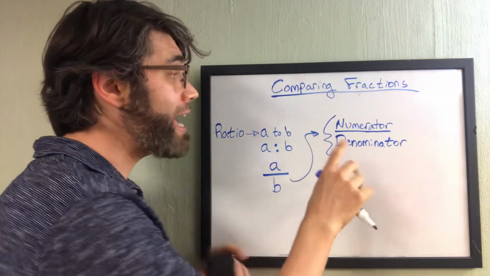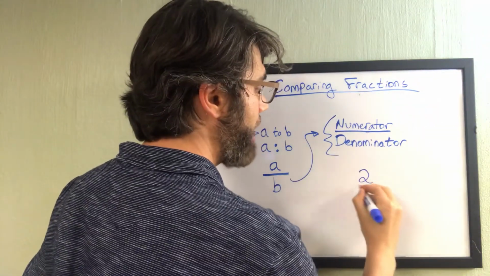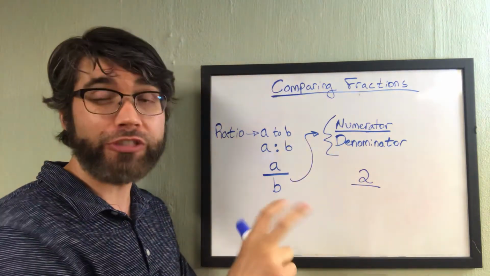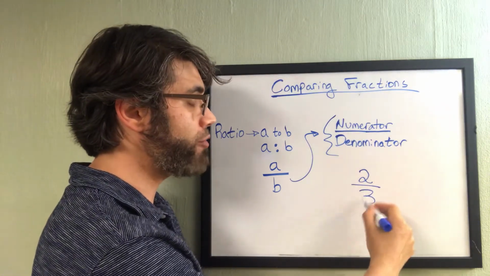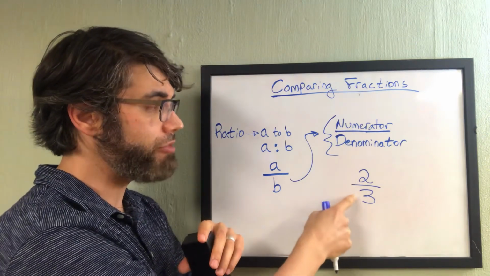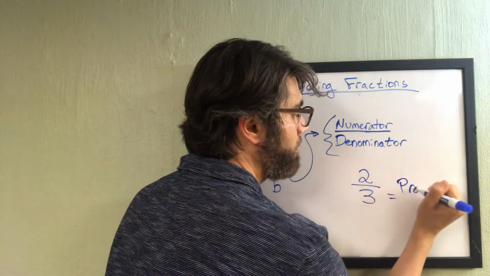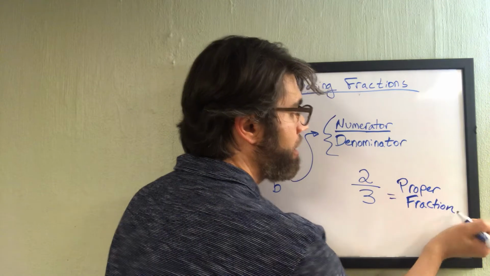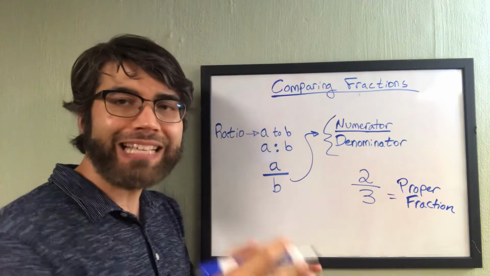Now, if we have a number in the numerator, say 2, and then we have another number in the denominator that's larger than the numerator, let's pick a number greater than 2, let's say 3. Here we have a fraction where the numerator 2 is less than 3. So this is called a proper fraction, and it's a proper fraction because proper fractions are always going to be less than 1.